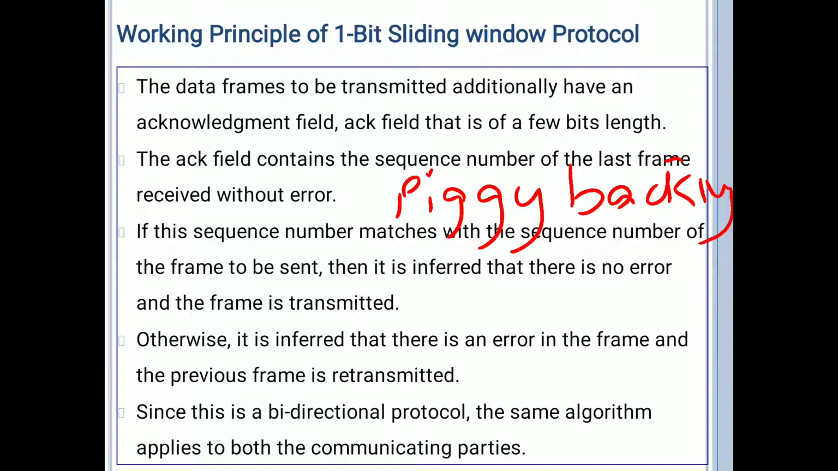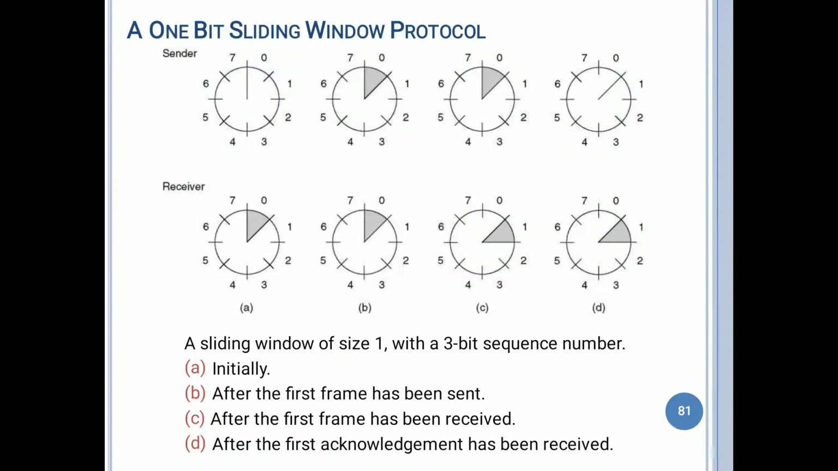Once the receiver checks the sequence number along with the sequence number of the frame, if both are the same, then it will understand the data is correctly received without any error. If, for example, the sequence number and the sequence number of the frame do not match, then it will understand this is not the correct one. There may be some errors that occurred in the middle. So it will send a message to retransmit the same data again. This is the working principle followed in the 1-bit sliding window protocol. So this is a simple example of how a 1-bit sliding window protocol works.